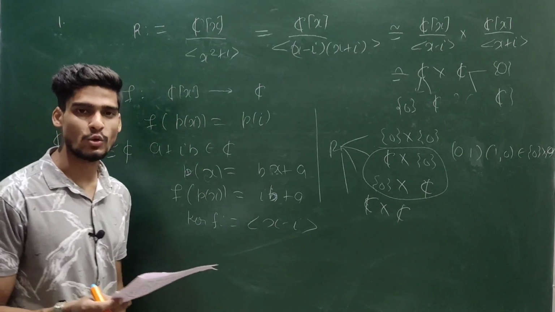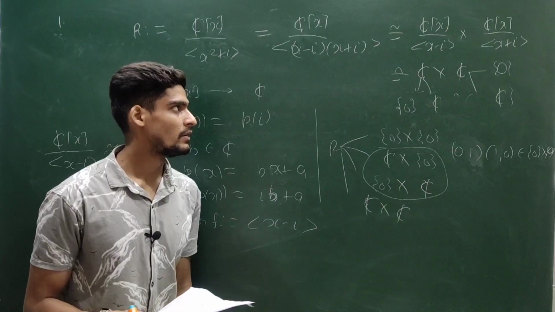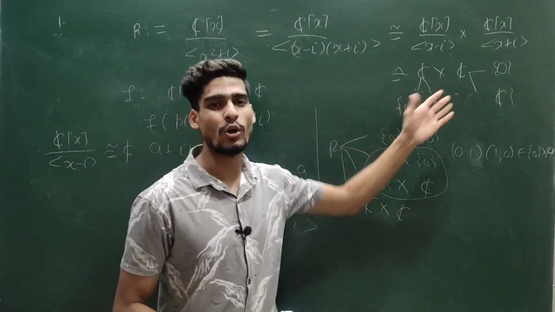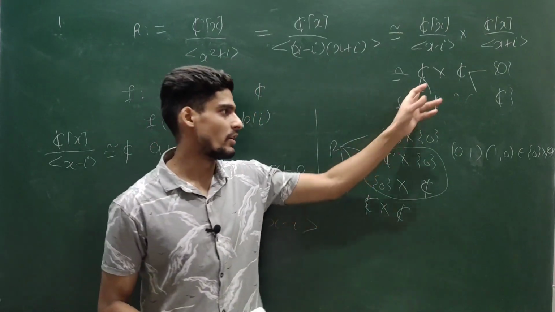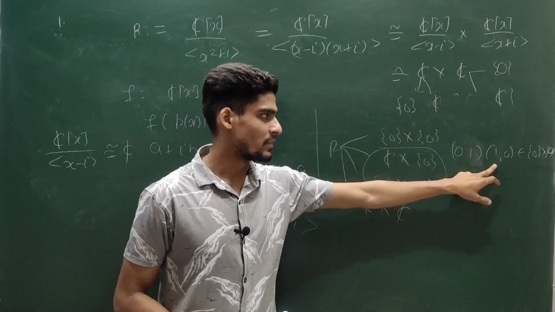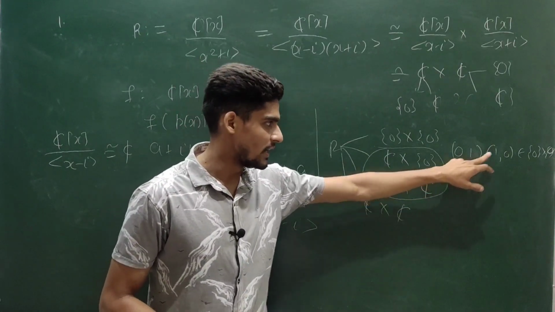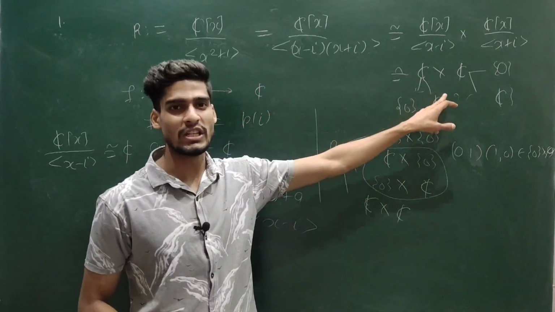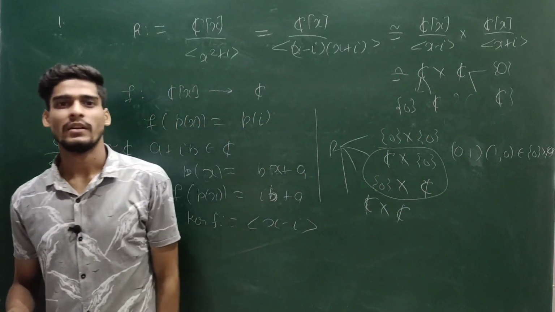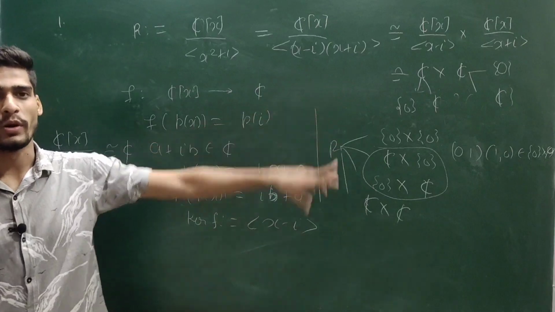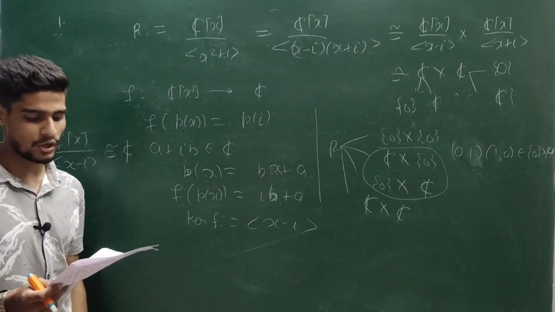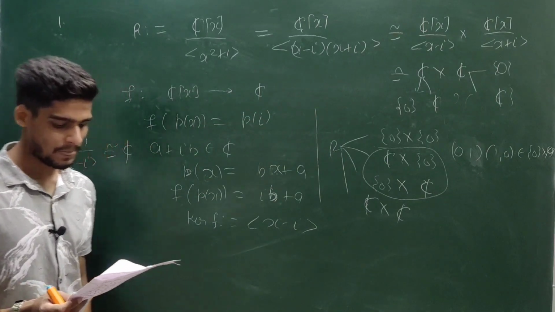Option C, R is a UFD. See, this C cross C is not even an integral domain because (1, 0) times (0, 1) is equal to (0, 0), and these are non-zero elements. So it has a zero divisor. It cannot be an integral domain. It cannot be a UFD. So it is not a unique factorization domain.